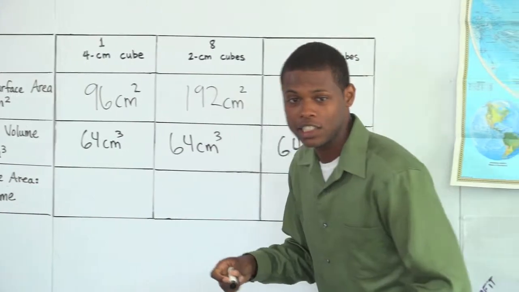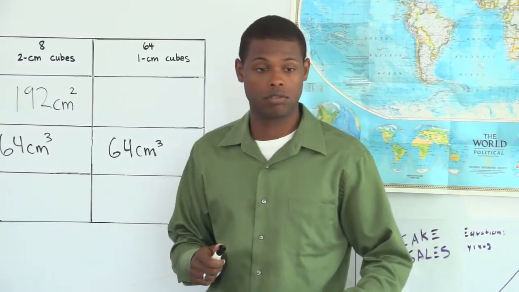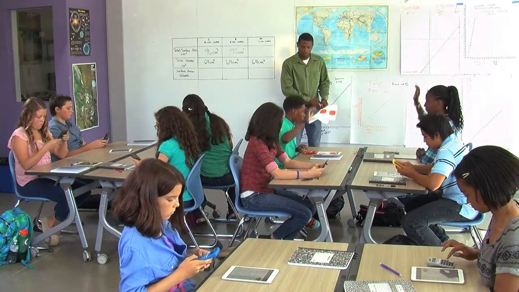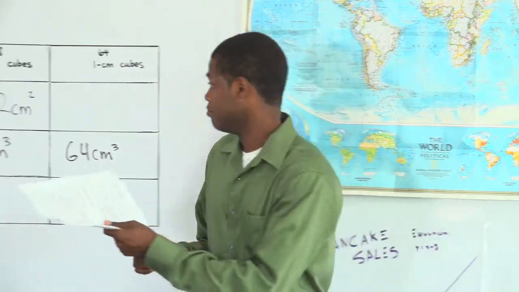What about 64 1-centimeter cubes? Morgan. Each one has a surface area of 1 times 1 times 6. That's 6 square centimeters. Multiply that by 64, and you get 384 square centimeters. That's the surface area of all 64 cubes. Okay, good.